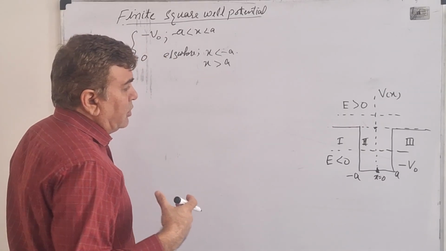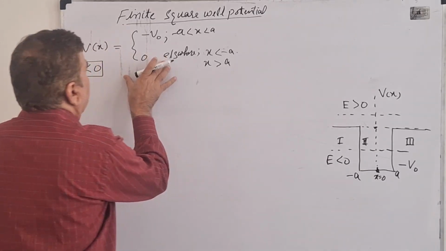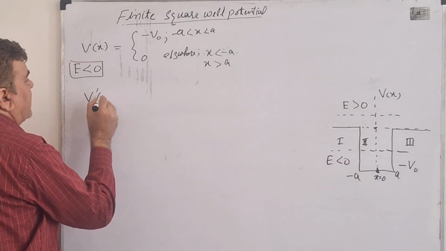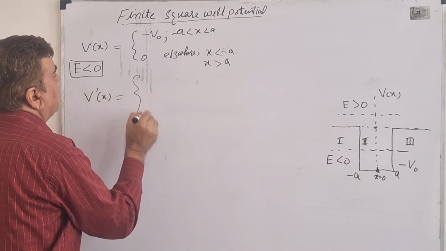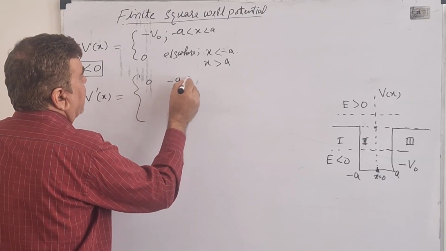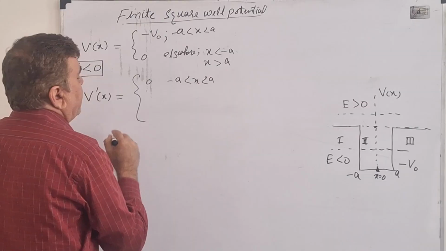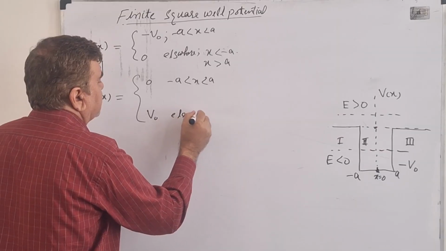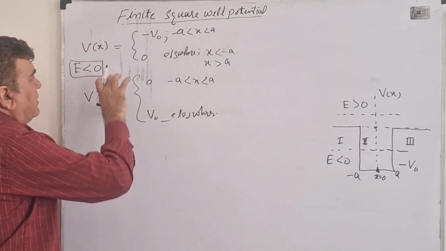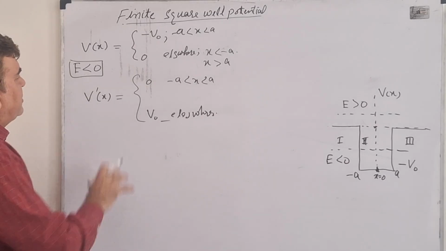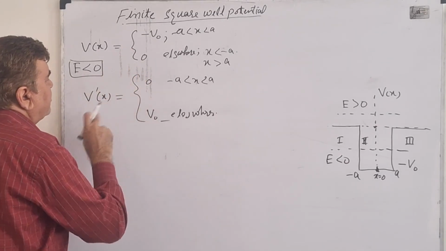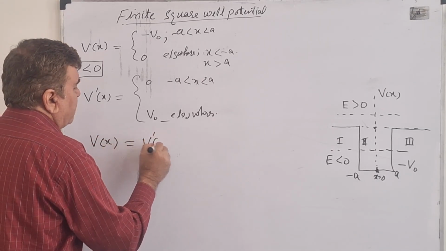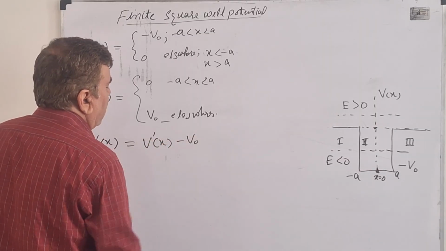If you look in the literature, there is another description of the potential in which, if I want to write it down, it goes like this: V prime of x equals 0 for minus a less than x less than a, and is plus V naught elsewhere. However, these two potentials are trivially connected with each other. These two descriptions, or geometries, are connected by an equation like this: V(x) equals V prime(x) minus V naught.